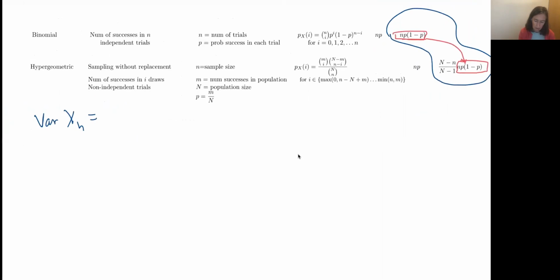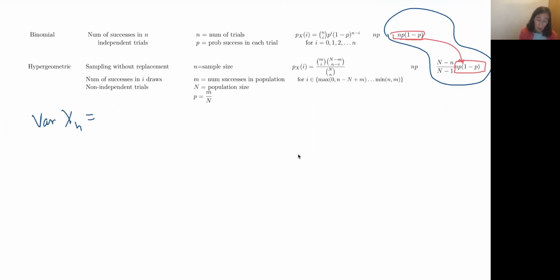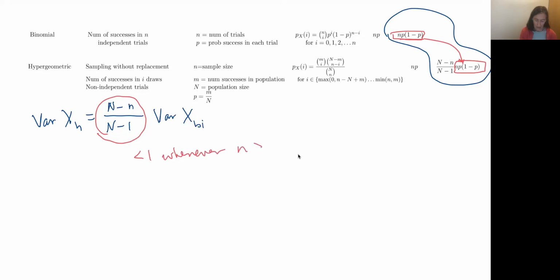So a way of saying that is that the variance of the hypergeometric is this other factor, capital N minus lowercase n divided by capital N minus 1, times the variance of the binomial. Okay, fine. This is a number here. The thing to notice about this number is that it is less than 1 whenever n is greater than 1. Whenever n is greater than 1, this is going to be a smaller number.